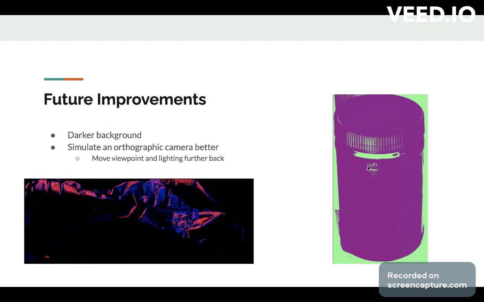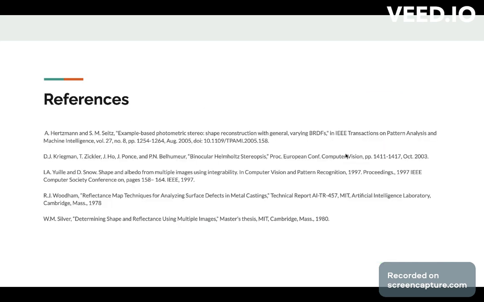Furthermore, we could use a larger space when we're actually taking these photos such that we can replicate an orthographic camera better by moving the viewpoint and also the lighting further back as well. And yeah, these are some of the papers I looked at, and thank you for listening.